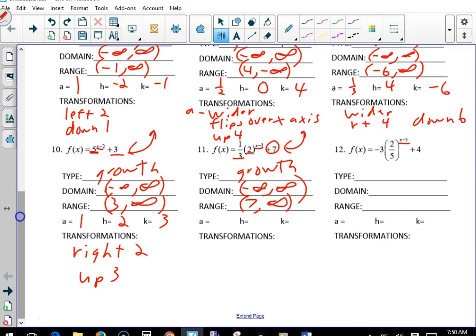Now A, the number in front of the little kid holding the balloon, is 1/3. H is 3. And K is positive 7. So the 1/3 makes it wider. The X minus 3 moves it right 3, and the 7 moves it up 7.